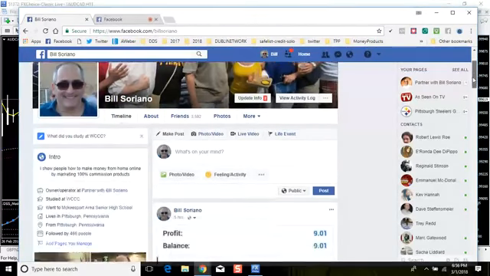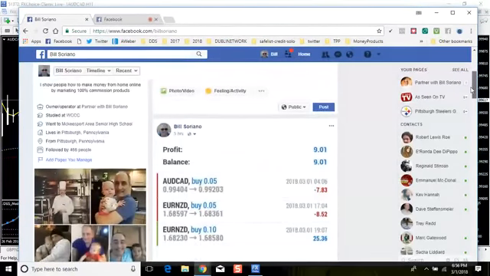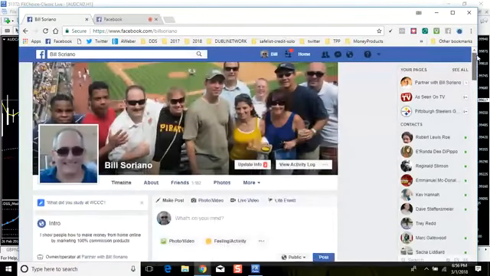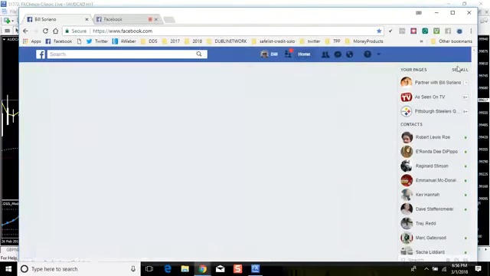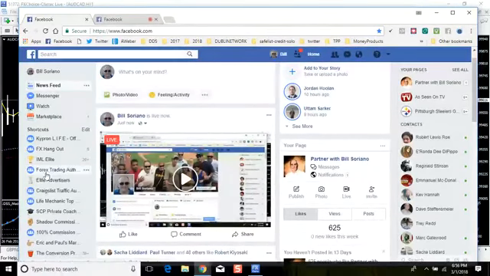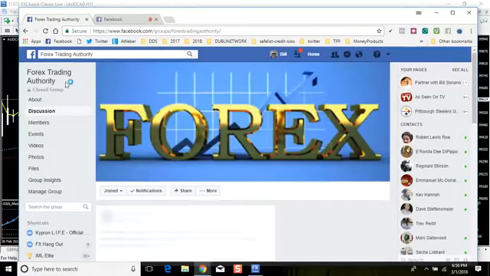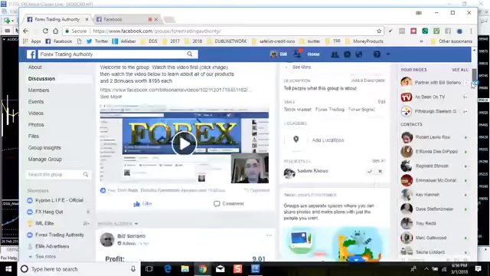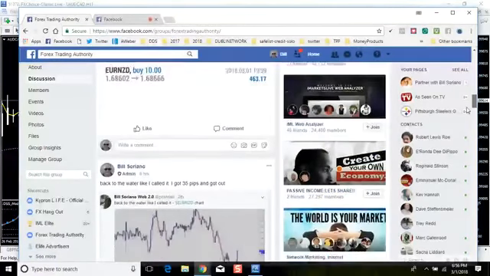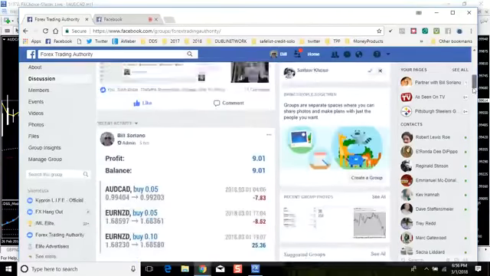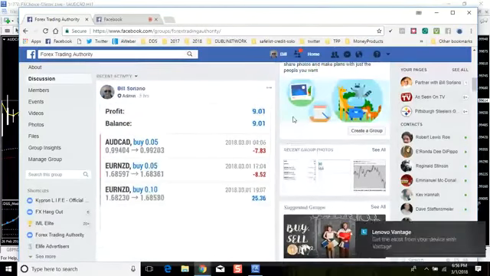So I posted my trades today on my page here and also in my group. The group is Forex Trading Authority. That is over here. Here's the group page right here. Like I said, I posted images in the group and on my page today. But anyway, here's my trades for today.